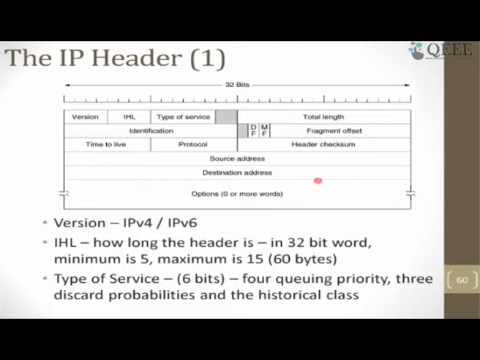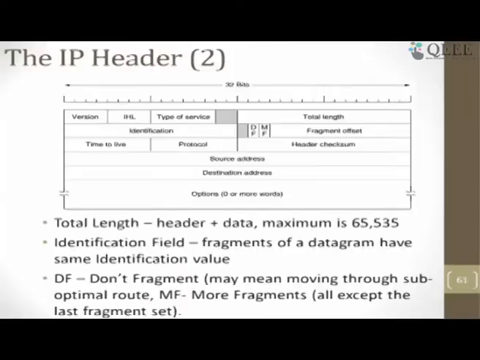And then this field is the total length field. Total length is the total length of the packet, that is header plus data together. So IHL is just the header, while total length is header plus data together. Is this clear? Okay.